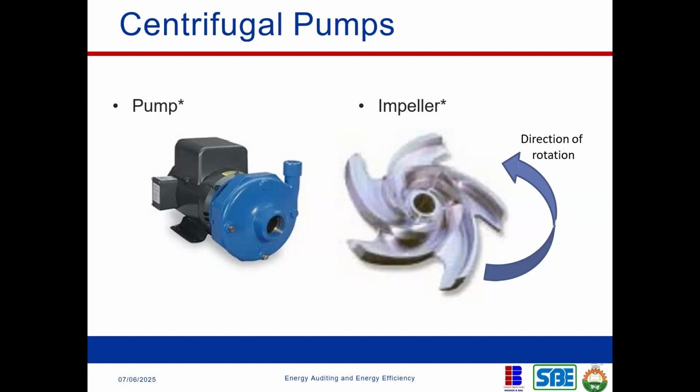That is 1. 2. The higher the speed of the impeller, the higher the volume of fluid it can move. The lower the speed of the impeller, the lower the volume of fluid it can move. That is 2. 3. The higher the speed of the impeller, the higher energy, the higher power it draws. The higher the speed of the impeller, the higher energy it consumes. The lower the speed of impeller, the lower energy it consumes.